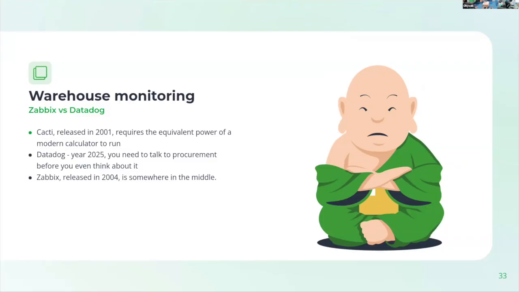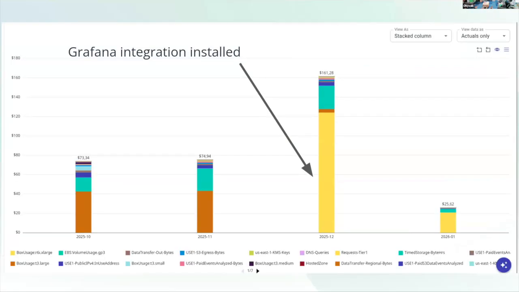Or you can get Zabbix, which for some reason I thought is way younger, but it's from 2004. It's kind of surprising for me. And that's how much it actually costs. So this $161 in December is when I installed Grafana integration to it, which actually needed way more utilization from CPU. So I had to buy some large instance to get it running. Other than that, still less than $6,000. Not much RAM, but it's cheaper. It works.